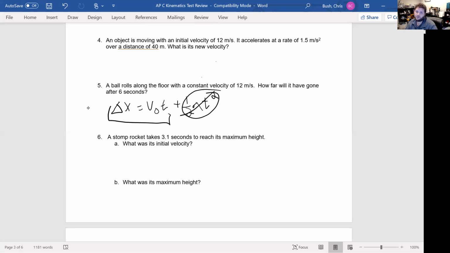So if you're going 12 meters per second for 6 seconds, then it's just 12 times 6. So that's going to be what? 24 times 3, which is 48, 72. I should be able to do that faster. 72 meters. There we go. And then number 6.